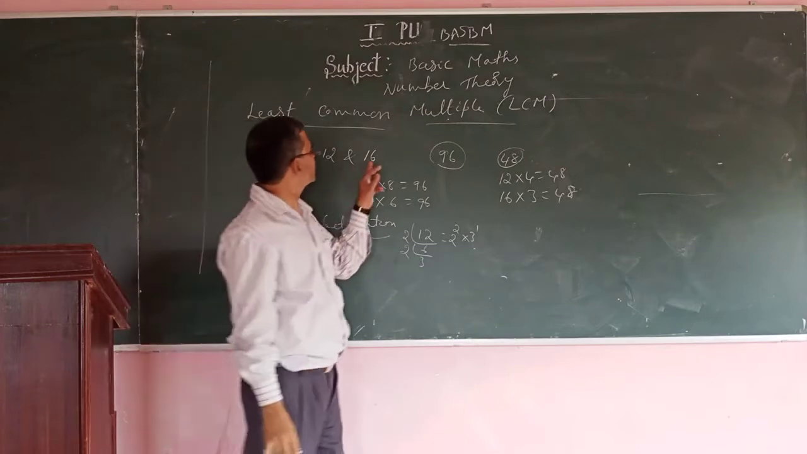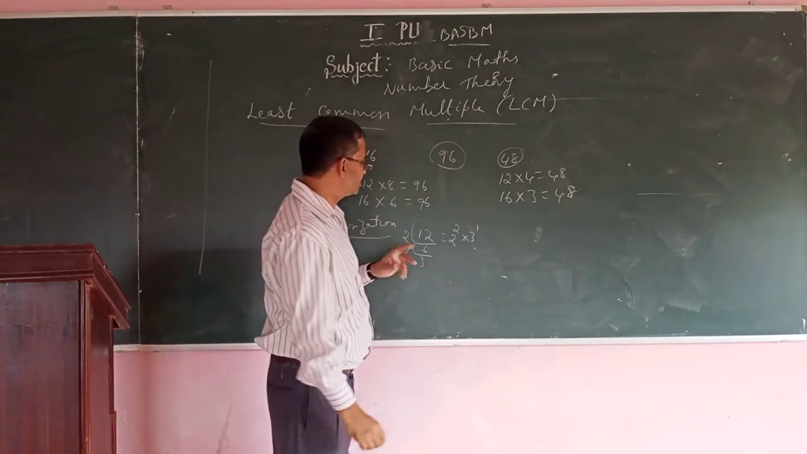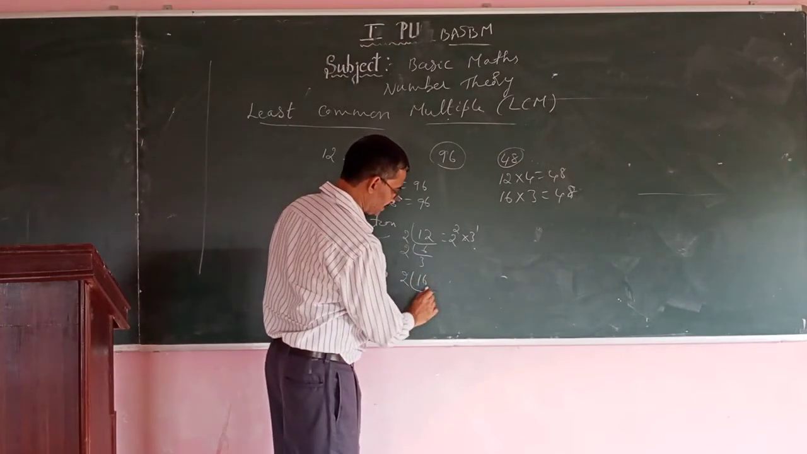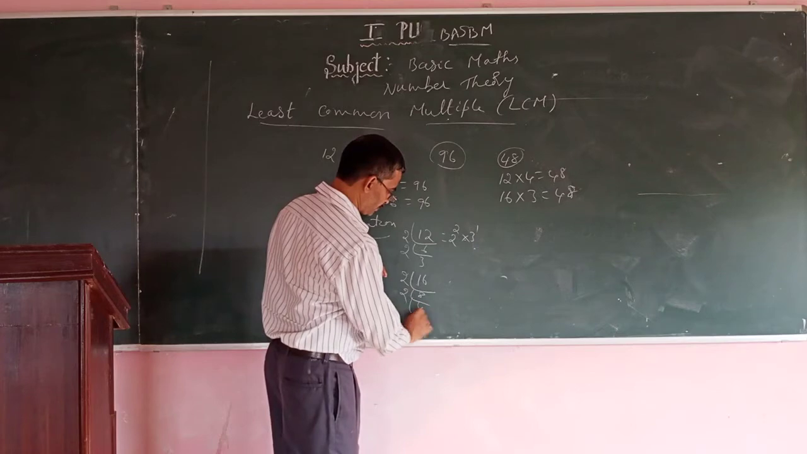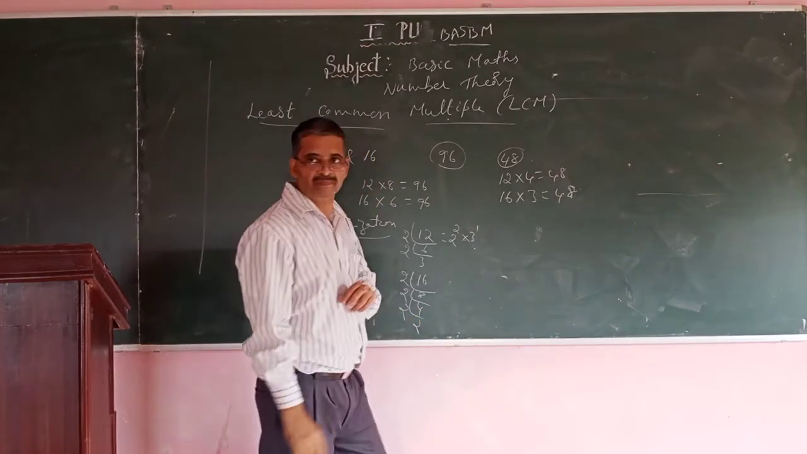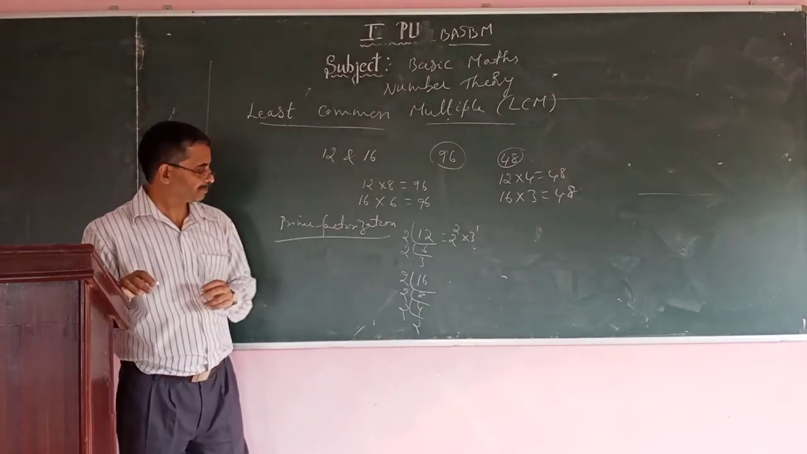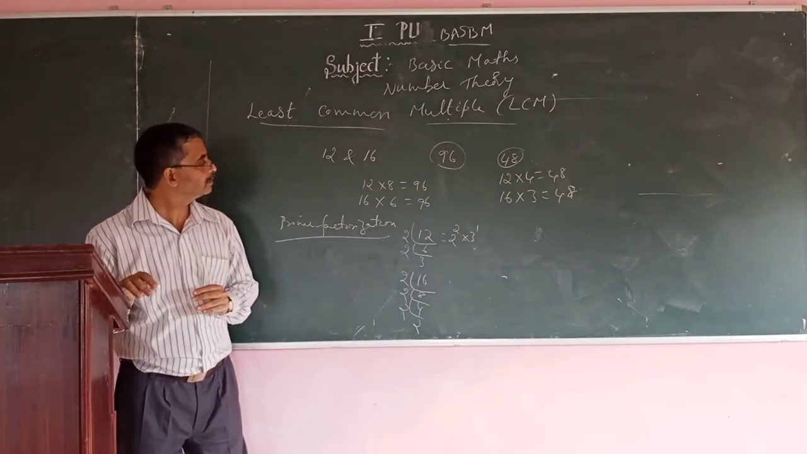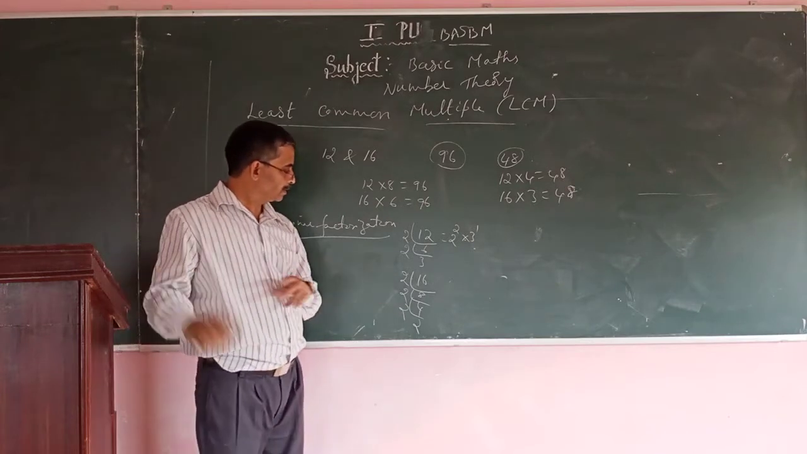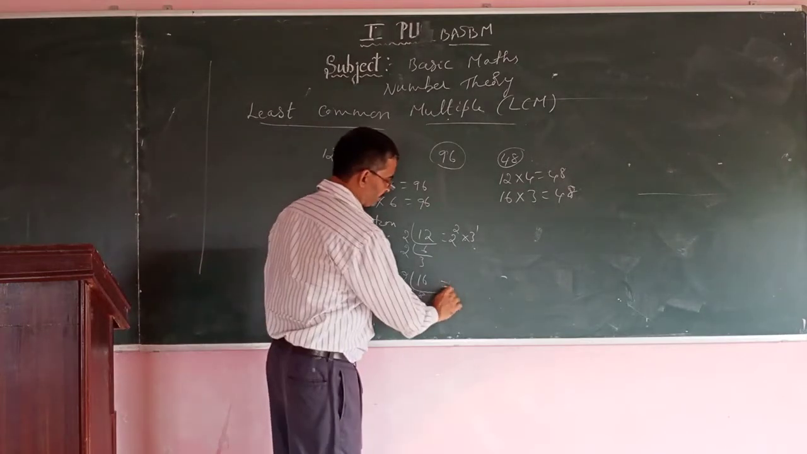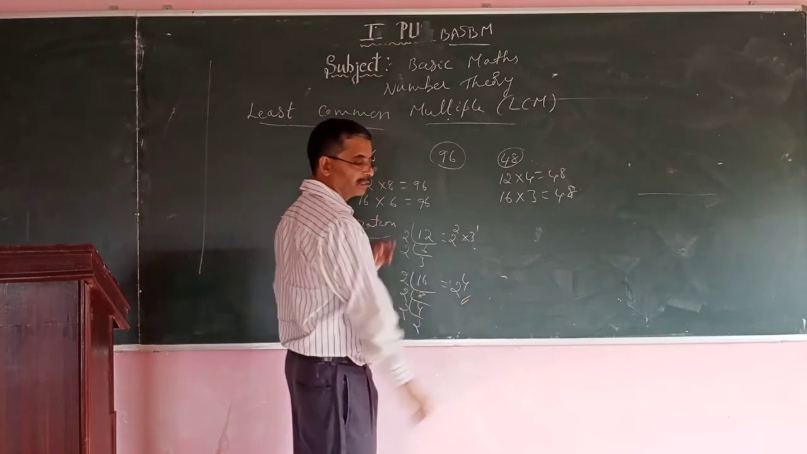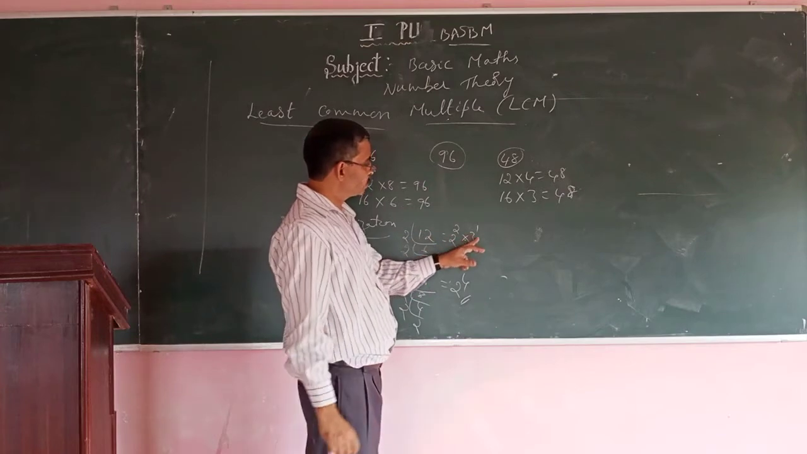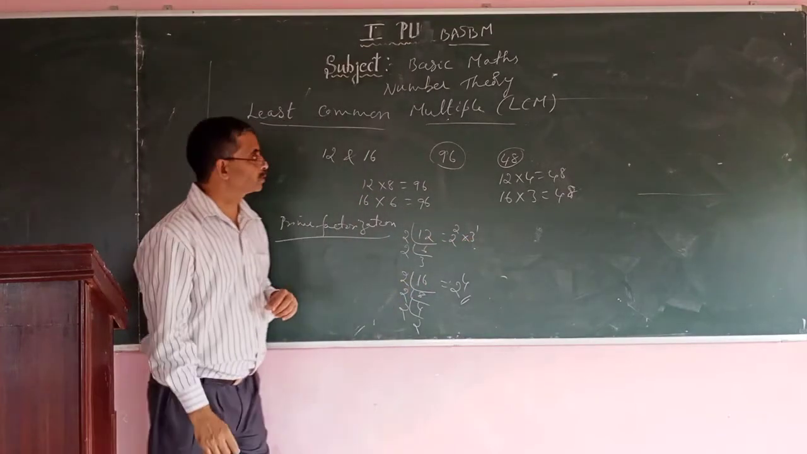Same way 16. 16 is equal to, so how can you get it? 16 is 2, 8, 2, 4, 2, 2. So here it is 2 to the power 4. So 16 is 2 to the power 4. 12 is 2 square into 3 to the power 1. So what is the LCM?